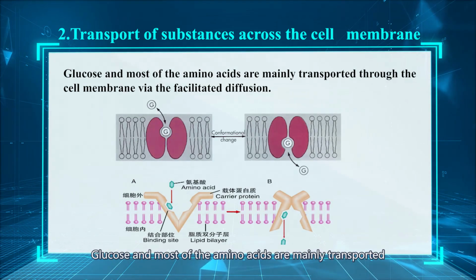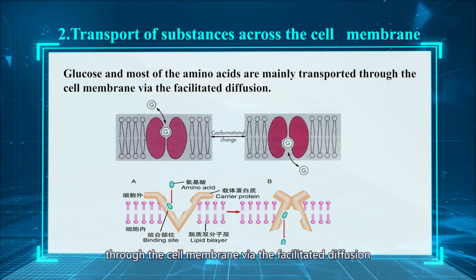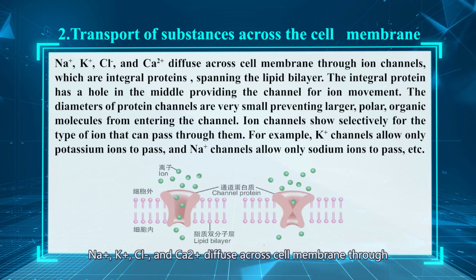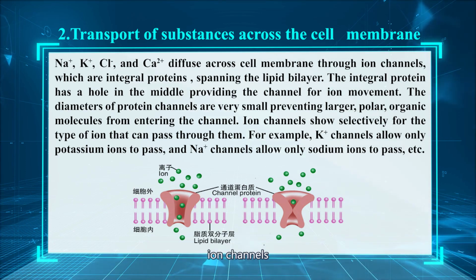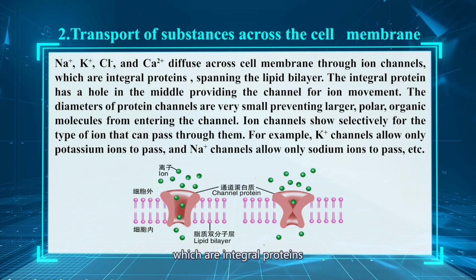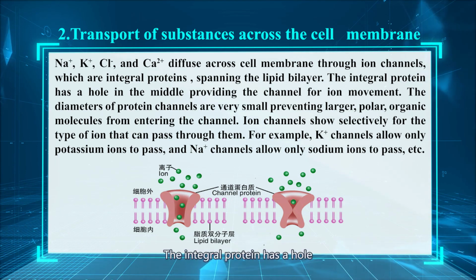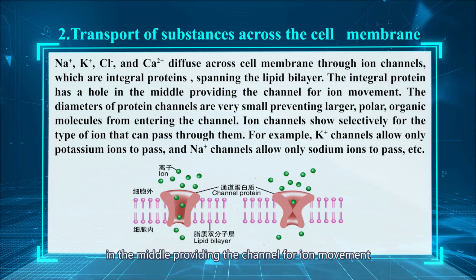Glucose and most amino acids are mainly transported through the cell membrane via facilitated diffusion. Facilitated diffusion via ion channel. Sodium ion, potassium ion, chloride ion, and calcium ion diffuse across the cell membrane through ion channels, which are integral proteins spanning the lipid bilayer. The integral protein has a hole in the middle providing the channel for ion movement.